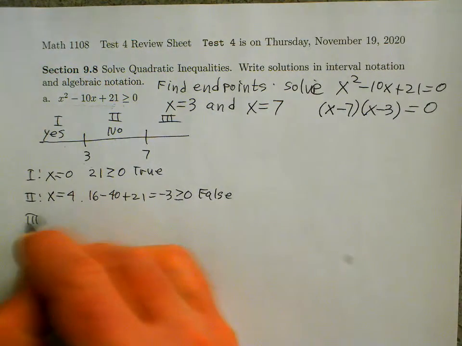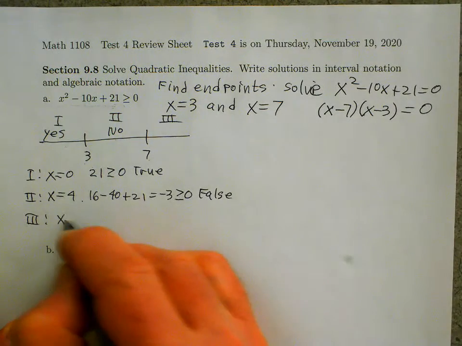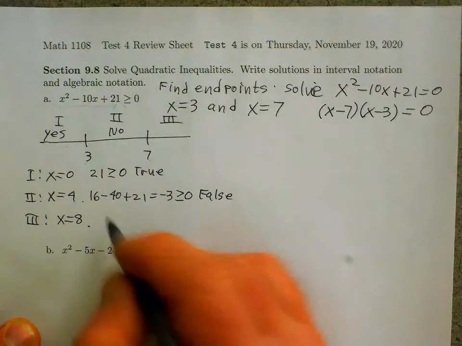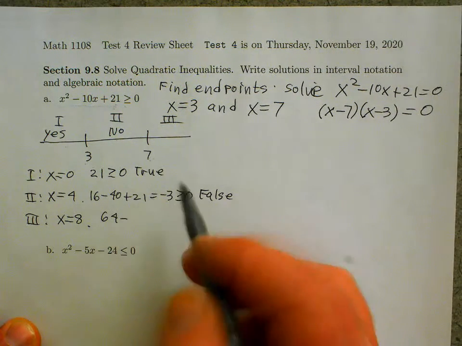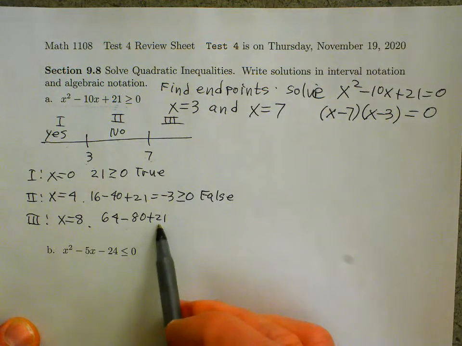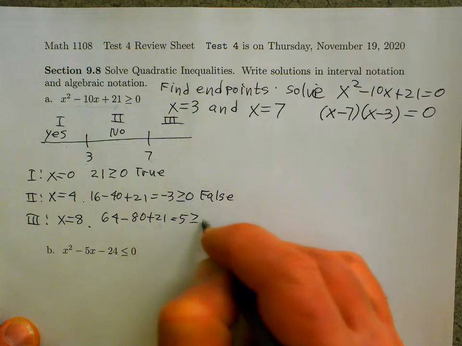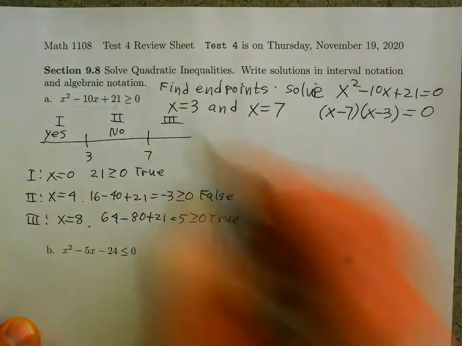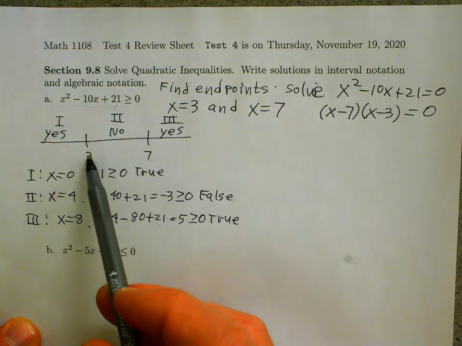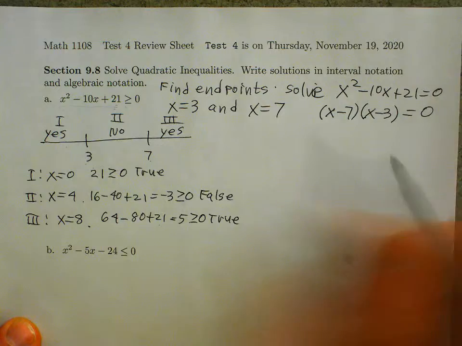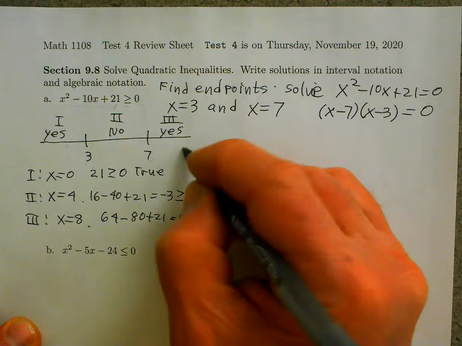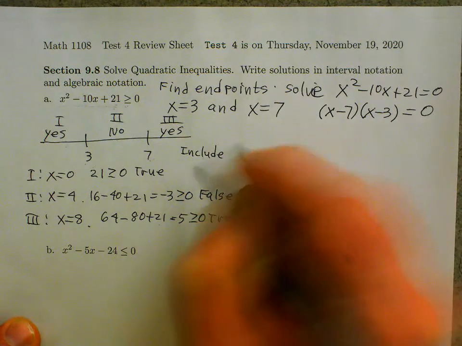In the third interval, pick a number greater than 7, like 8. Replace x with 8. 8 squared is 64. Minus 10 times 8 is minus 80 plus 21. So negative 16 plus 21 is 5. 5 greater than or equal to 0 is true. And we're going to include the endpoints because of the or equal to part in the inequality. So include the endpoints in the solutions.